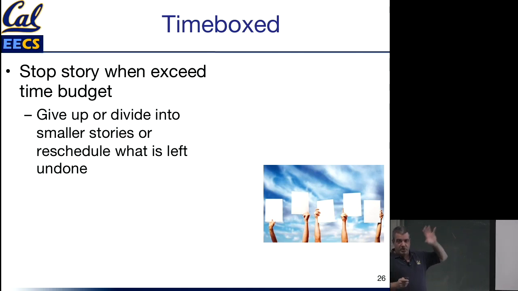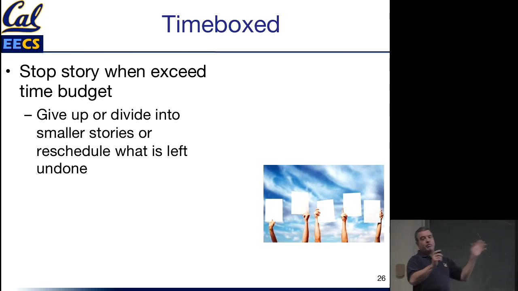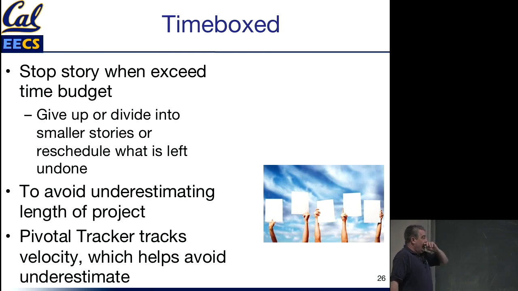And at that point, whatever's left undone is going to be refactored into new stories that probably will get pushed into the next iteration. You can't win them all. We're going to use a tool called Pivotal Tracker, which tracks not how many stories you've done, but basically a weighted sum of stories by how hard they are. We're going to talk about that next.